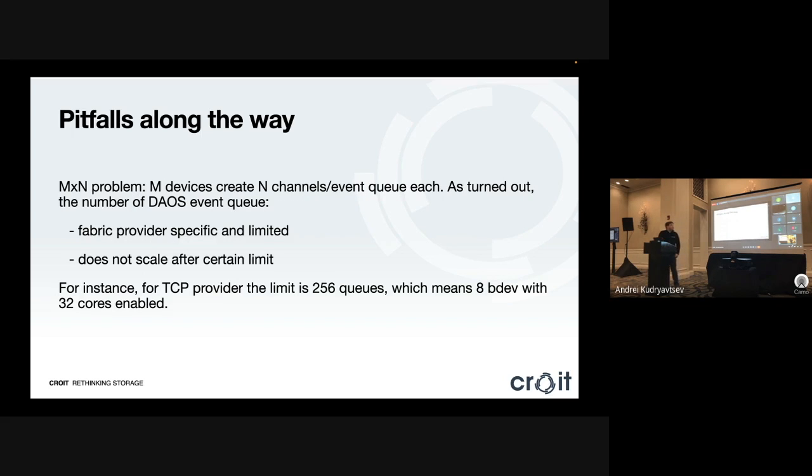The biggest problem here is the MXM rules. We have M devices that create M channels and embedded queues. What we found out is that the total amount is actually limited and fixed depending on the fabric provider. It's something that we cannot expand as it is now in this type of operation. For instance, on a TCP provider, you can have 256 queues. So in theory, you can have 8 bdevs with 32 cores attached to them, and you're involved with the queues.